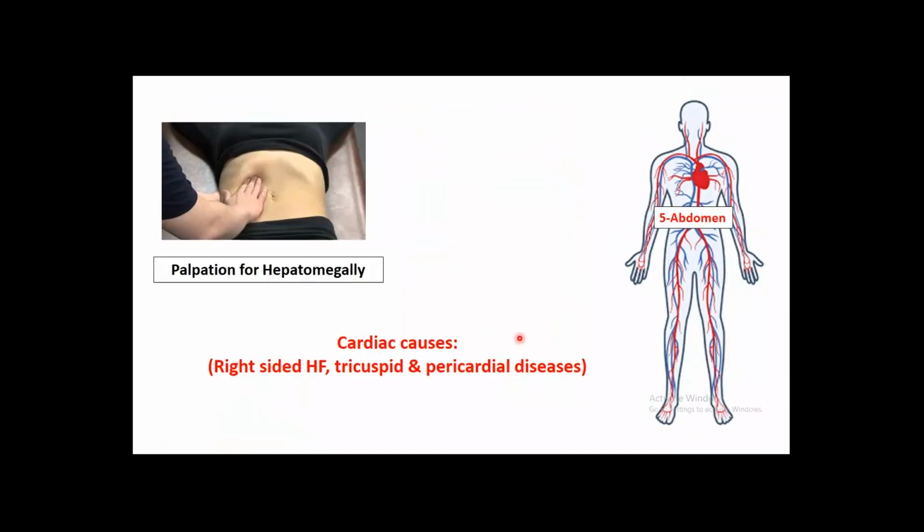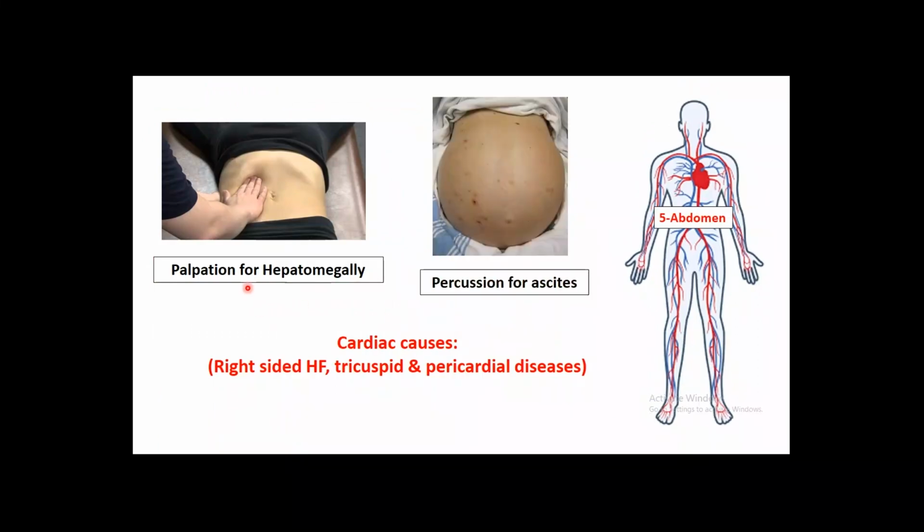And then moving upward towards the abdomen, the most important couple of things on abdominal examination are palpation for hepatomegaly and percussion for ascites. The cardiac causes of hepatomegaly or ascites are mainly related to raised right-sided pressure caused by right-sided heart failure, tricuspid regurgitation or stenosis, and pericardial disease.